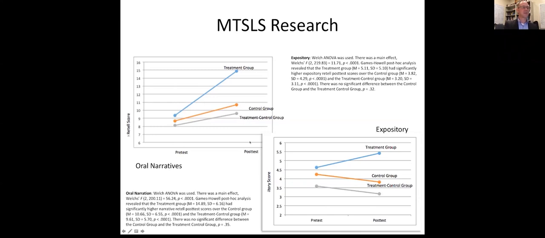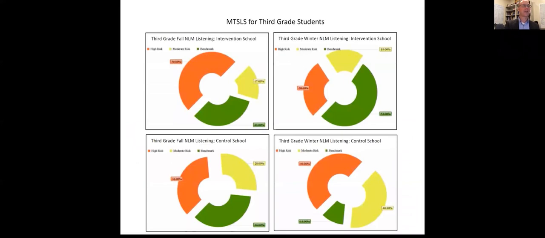That was for oral narratives, and the other graph over here is showing the results for expository language. Even though the intervention was oral language focused, we had gains in expository language. And these graphs aren't particularly easy to read. I apologize for that, but the results are meaningful.